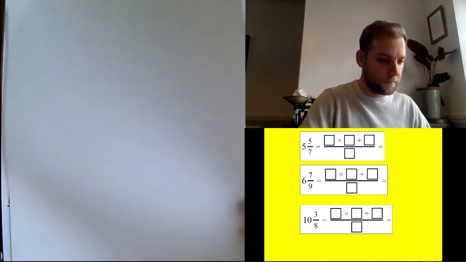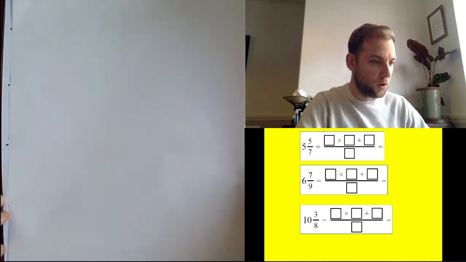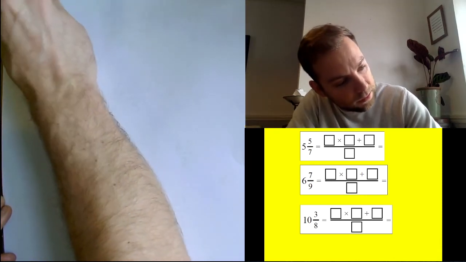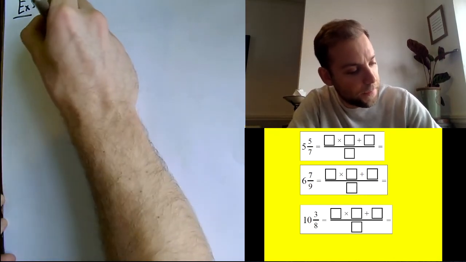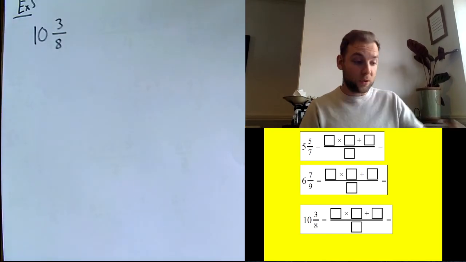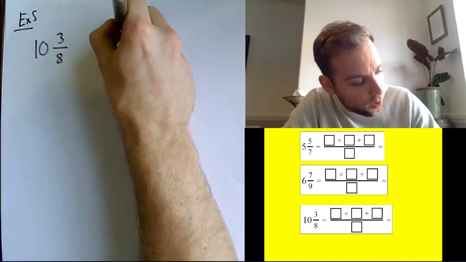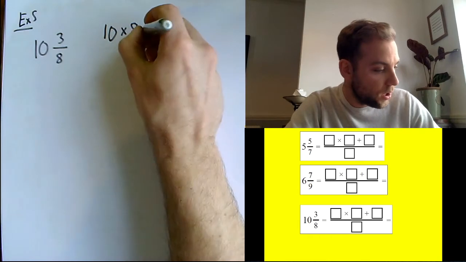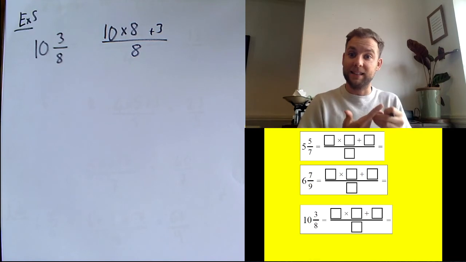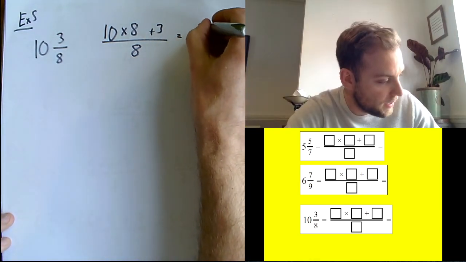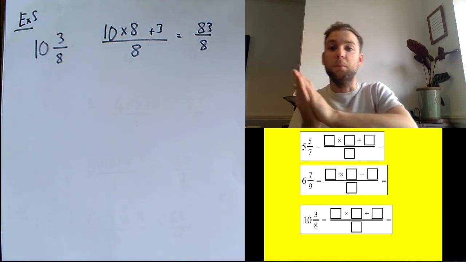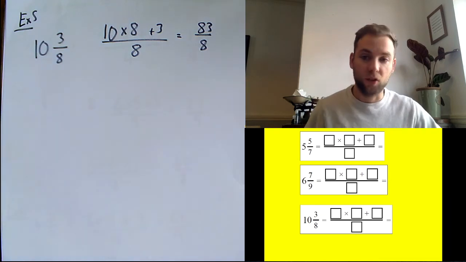Next one. Last one. Here, this is example 5. I think we should probably be getting this by now. So 10 wholes and 3 out of 8. So I've got 10 wholes which are split up into 8, plus the 3 eighths. And remember, they're all split up into 8, so that's where that comes from. So 10 times 8 is 80, plus the 3 is 83 over 8. And that's how you convert from mixed numbers to improper fractions. So we've done both ways now.